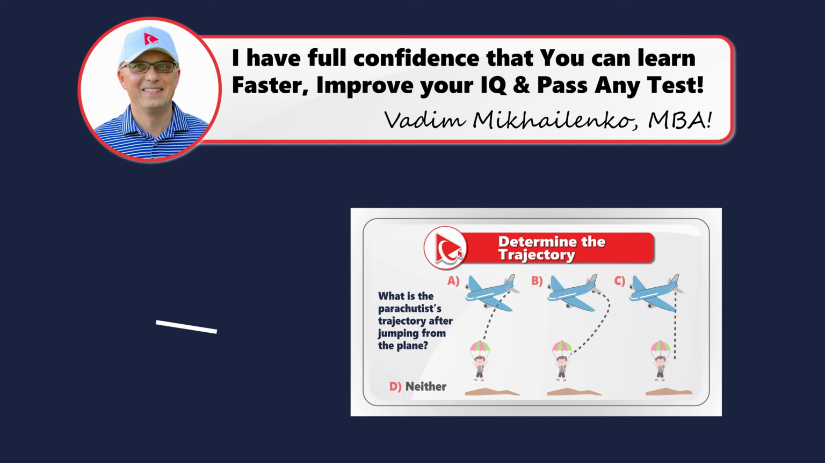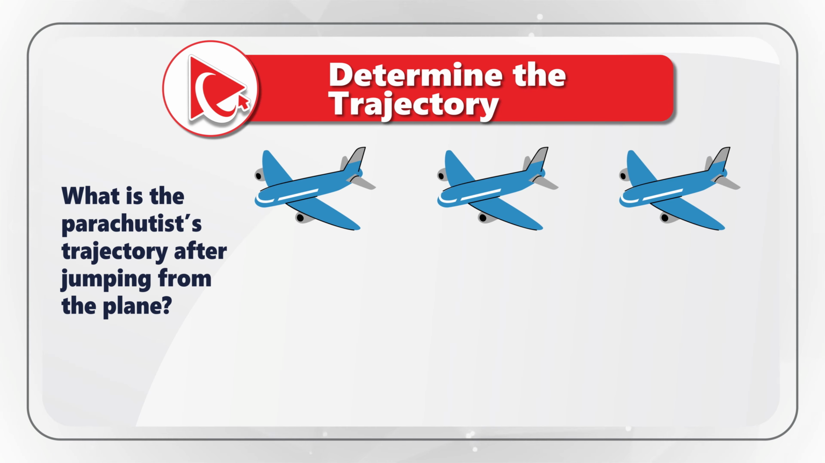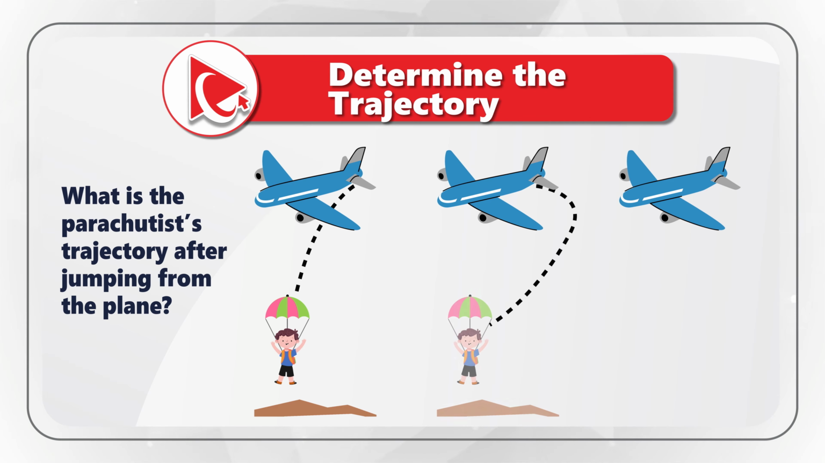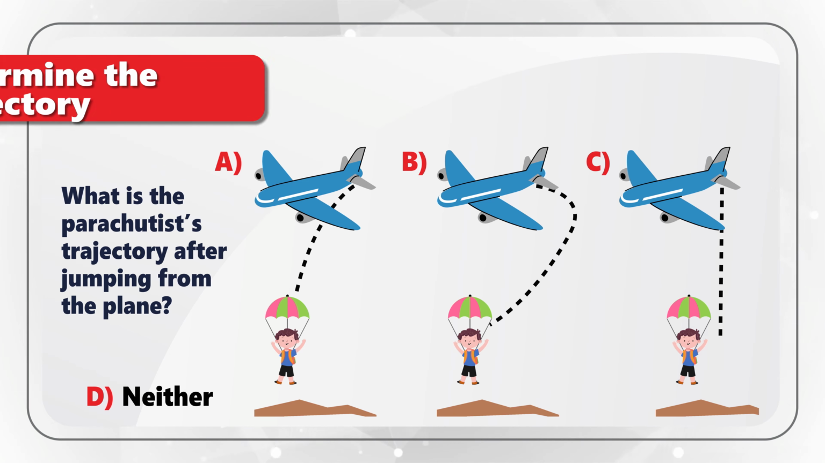Let's look at the question where you need to determine the trajectory after a parachutist jumps from the plane. Obviously, based on the wind and other external conditions, there would be multiple choices, but fortunately, you need to select only one out of 4 possible choices. Choices A, B, and C. And if none of the choices A, B, and C is correct, you need to select choice D, which would represent neither one. Take a close look to see what is the parachutist's trajectory after jumping from the plane.